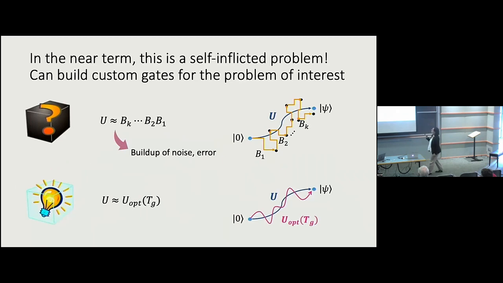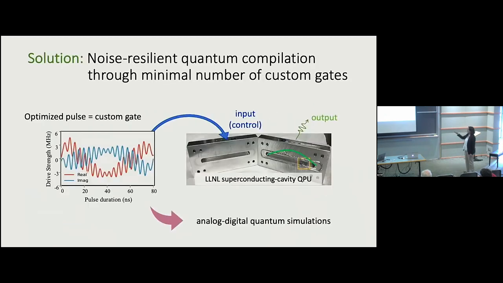But in the near term, this is really a self-inflicted problem, because the truth is that you don't need to use this black box approach and approximate your unitary with these basic quantum gates. You can just compute it. If you know the Hamiltonian, if you have a clear box and you know what system you're using, you can just find the optimal pulse that will reproduce the unitary that you want. And so that's the approach that we have been using. And so once again, this is the image, and what you can get is an analog digital quantum simulation.